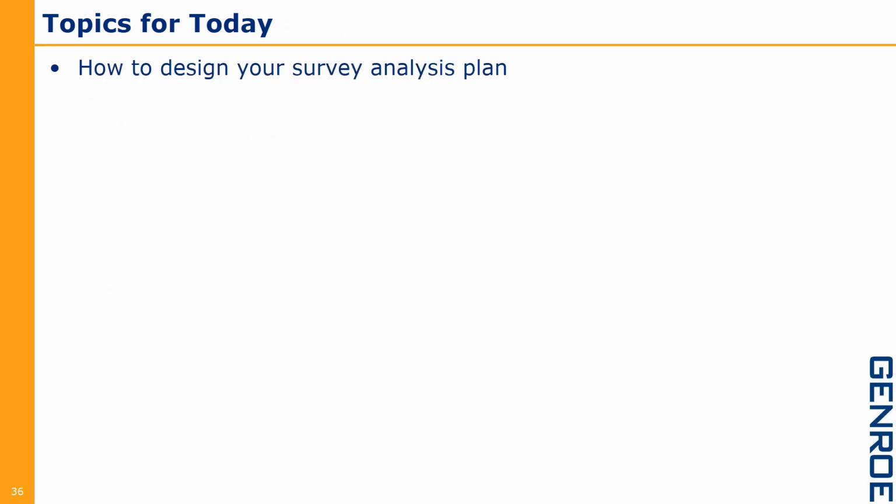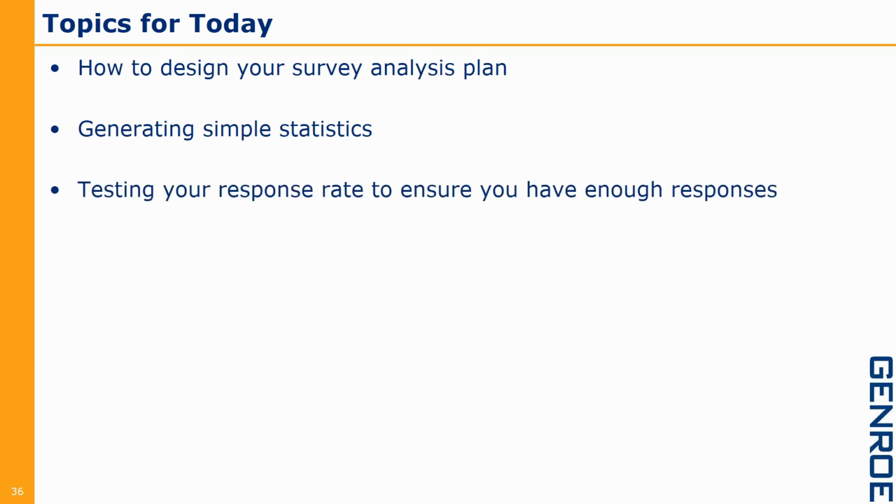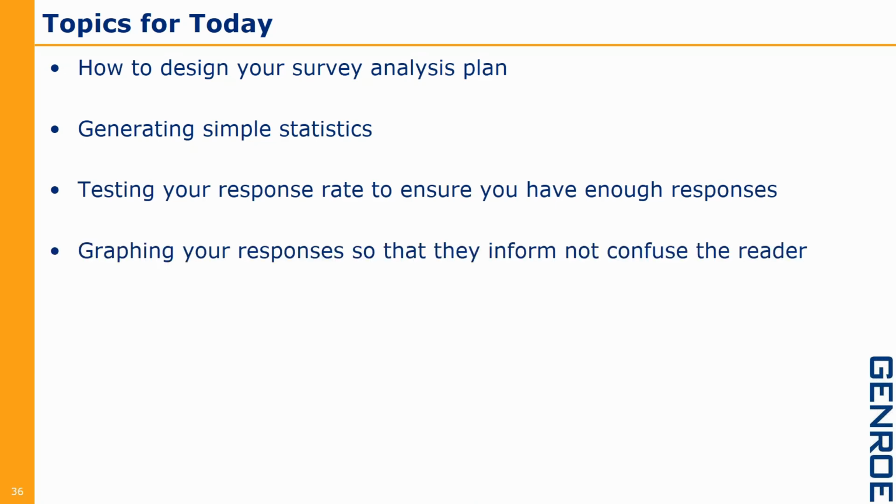Okay, so they're the elements that I wanted to talk about today. So one was how to design your survey analysis plan and what we had to do. We've generated some simple statistics, so the averages and the standard errors and the margin of errors and the correlations. We've got those. We've tested the response rate to make sure there's enough responses coming in. We've graphed the responses so you inform the reader. You've got those margin of errors, so we're confident. So we get a real feel for what the range of these scores are.